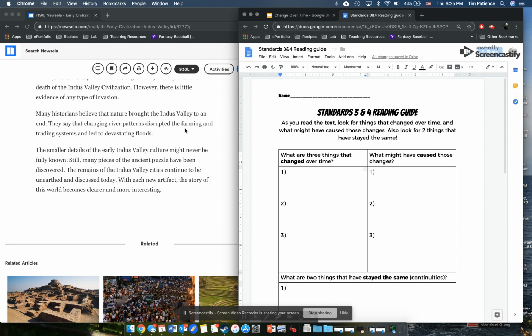Still, many pieces of the ancient puzzle have been discovered. The remains of the Indus Valley cities continue to be unearthed and discussed today. With each new artifact, the story of this world becomes clearer and more interesting.